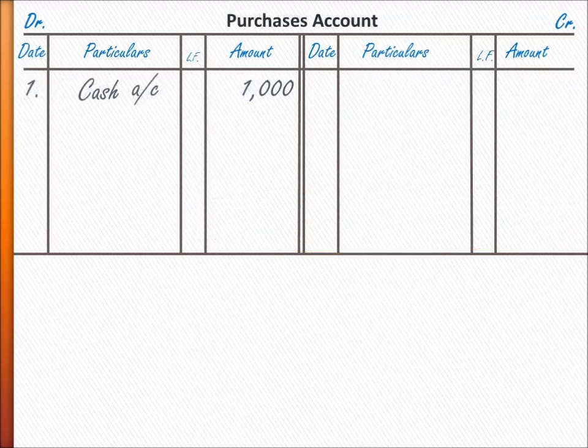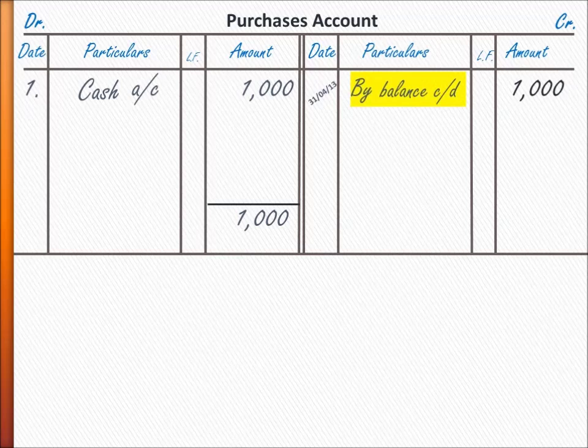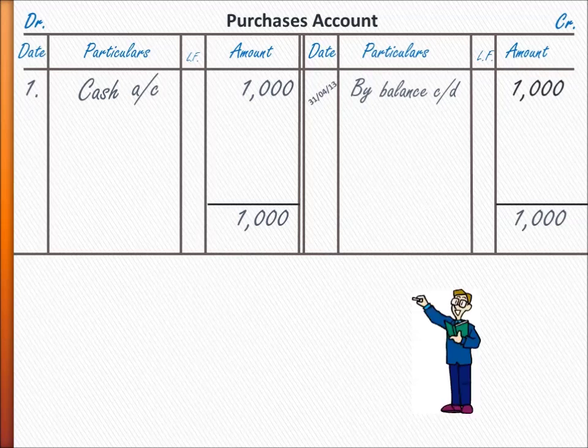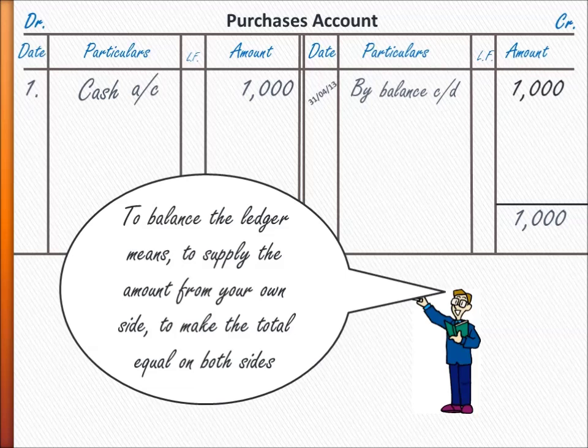Now come to the purchases account. On debit side the total is 1000 and on credit side the total is 0. So which side needs the amount? Naturally credit side. So on credit side, supply rupees 1000 from your own side, and on 31st March 2013 you will write down 'by balance c/d' rupees 1000. So now what's the total on both sides? Rupees 1000. It means purchases account has been balanced. To balance the ledger means to supply the amount from your own side to make the total equal on both sides.